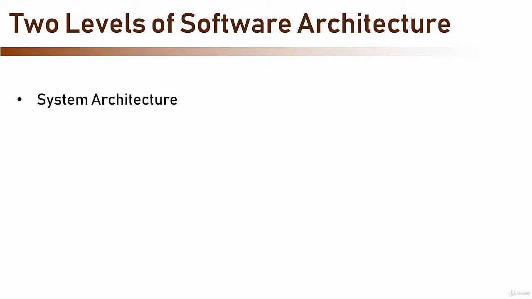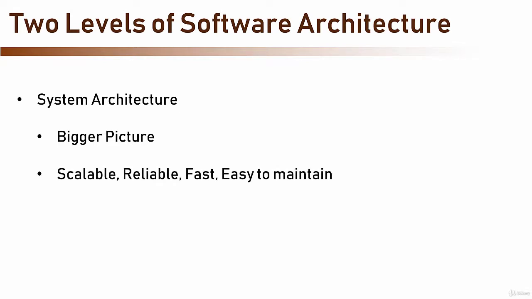The second level is the architecture of the whole system. This kind of architecture deals with the bigger picture and makes sure the system is scalable, reliable, fast, and easy to maintain. We will discuss system architecture later in this course.